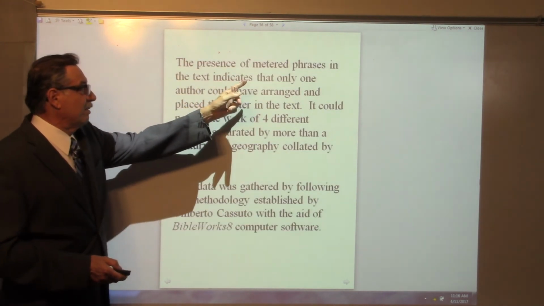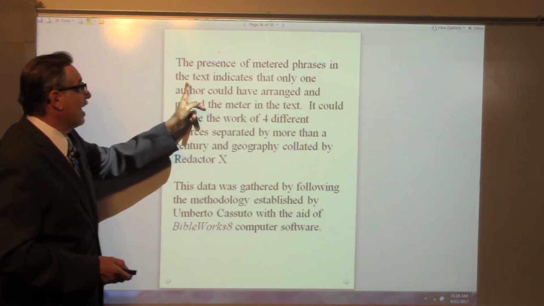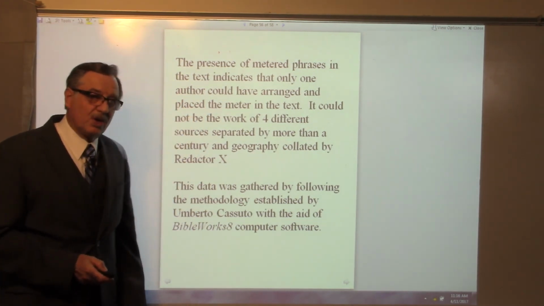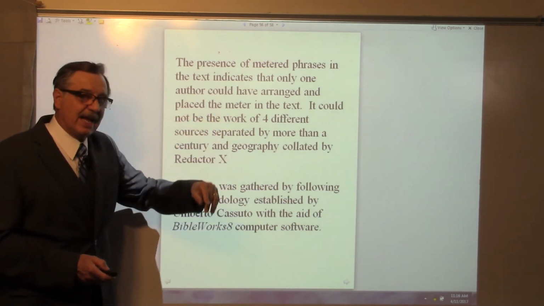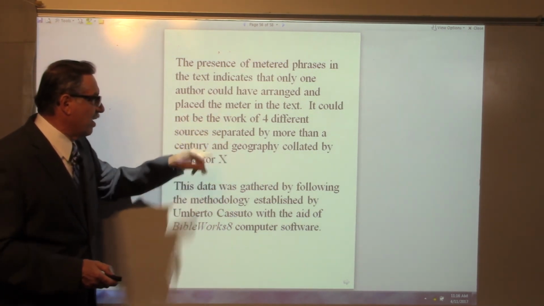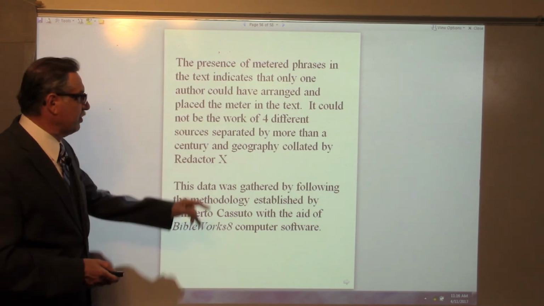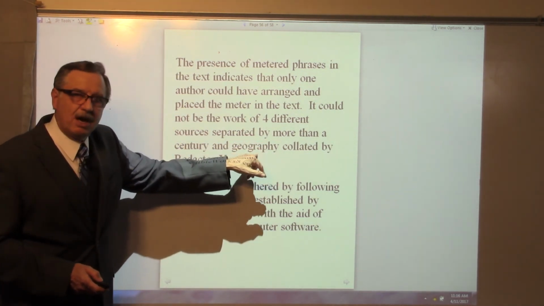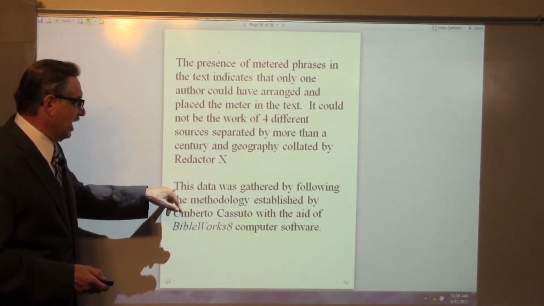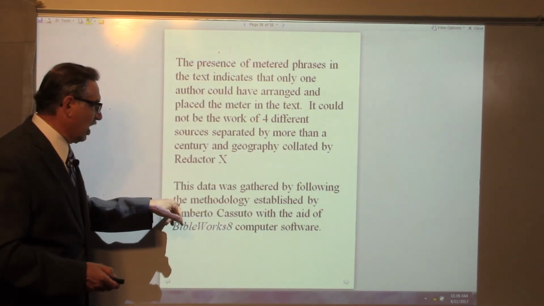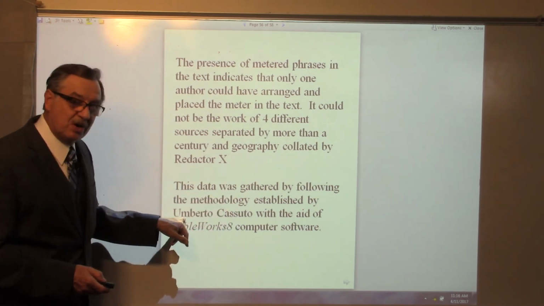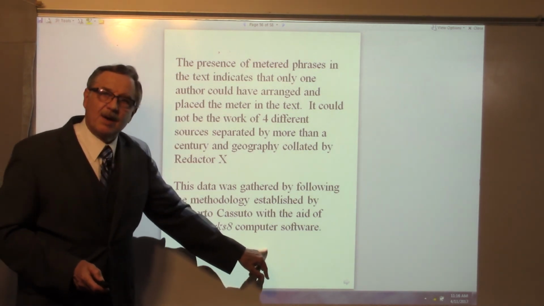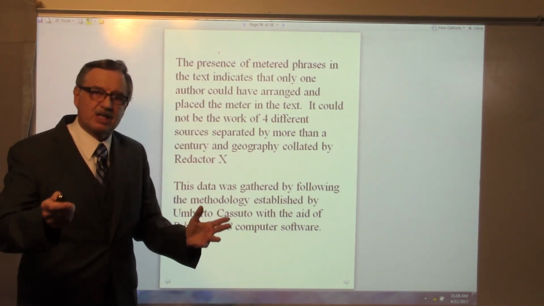The presence of meter in the text indicates that only one author could possibly have placed the meter in the text. It could not be the work of 4 different separate groups or writers separated by more than a century and geography collated by the redactor. This data gathered here by following the methodology established by Umberto Cassuto with the aid of BibleWorks software was assembled for you. That's how we made this presentation.